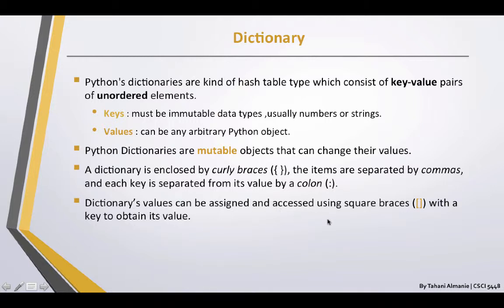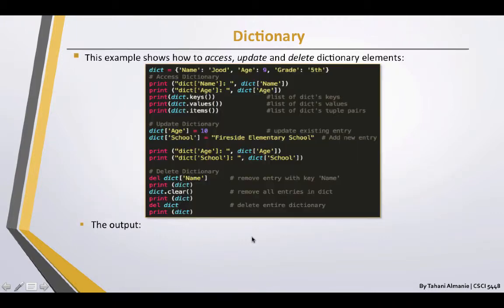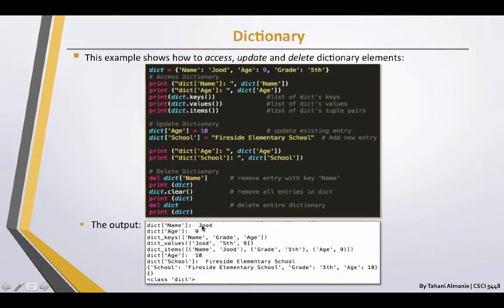Dictionaries' values can be assigned and accessed using square braces with a key to obtain its value. This example shows how to deal with dictionary elements. So, as you see here, we have 3 pairs. This is the key and this is the value. To access a specific value, for example, we have this name, Jude. We use this key to get the name, as you see here.